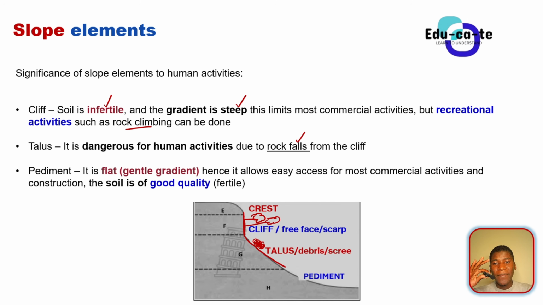Now we look at the pediment. The pediment can be of significance indeed, because it is more like a user-friendly slope. It is very easy to use. Remember, I've said that the pediment does not have any rocks, because the rocks are being deposited at the talus. So this makes it a very significant slope. It is the most significant of all the 4 slope elements that we have.